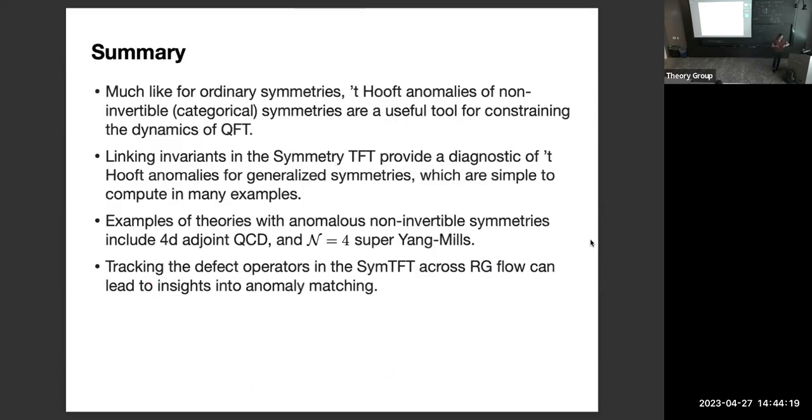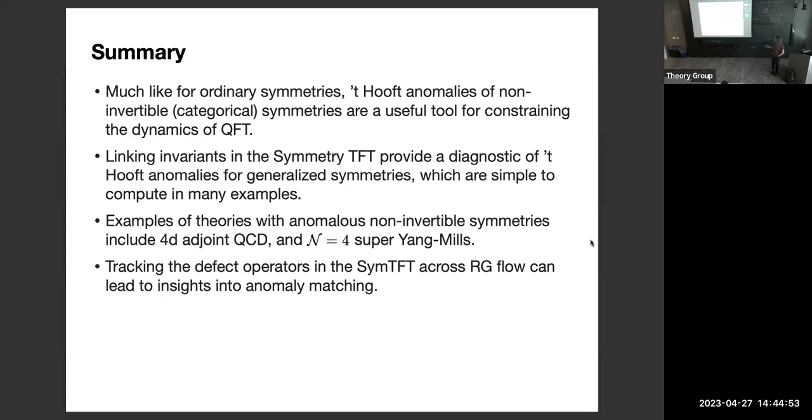Okay, and I think even with my generous few minutes I went over, so maybe I'll just summarize. Much like for ordinary symmetries, 't Hooft anomalies of non-invertible symmetries are a useful tool for constraining the dynamics of quantum field theories. And I explained that linking invariants in the symmetry TFT can provide a diagnostic for these anomalies for generalized symmetries. And in some examples, they're simple to compute. So I gave the example of adjoint QCD here.